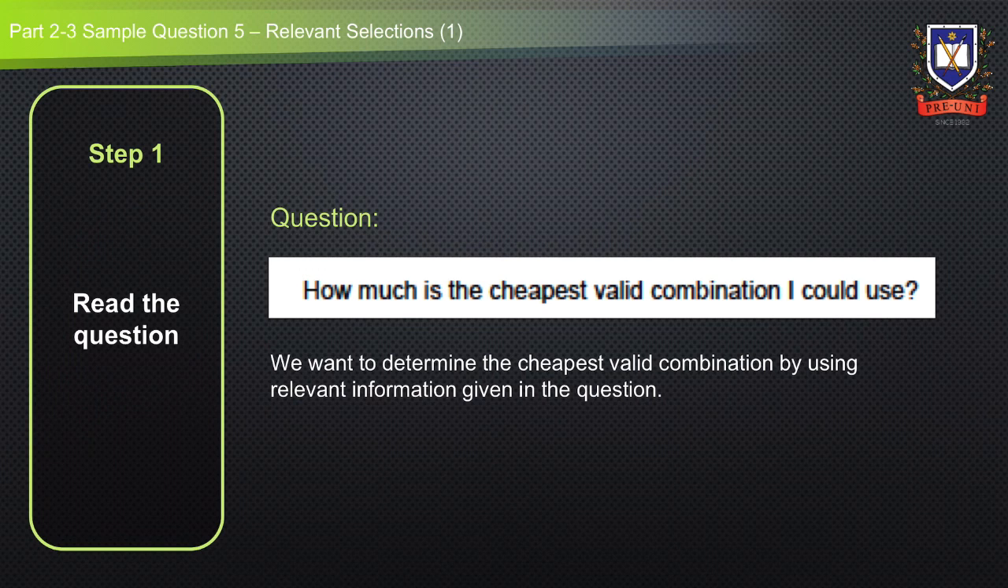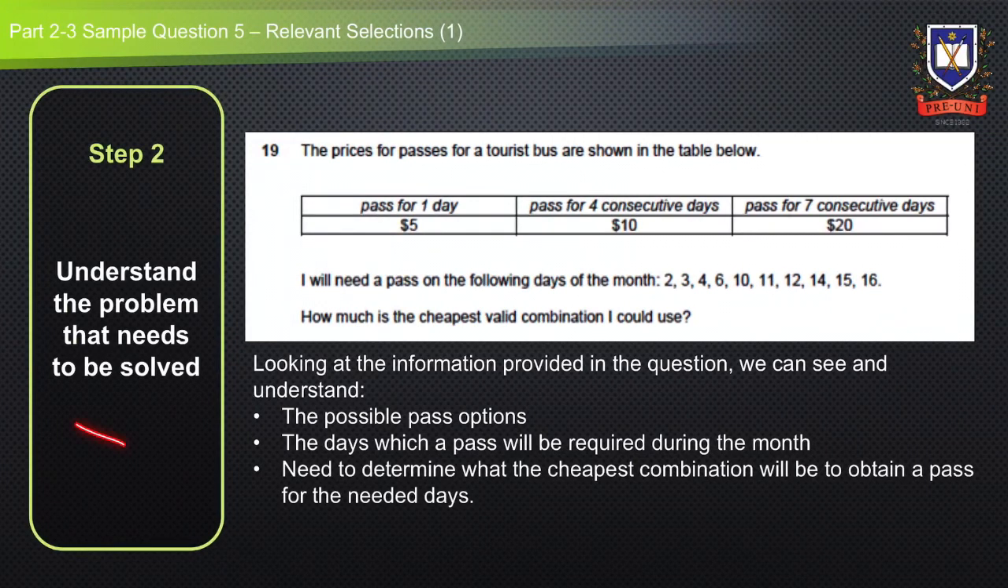Since it is asking us how much is the cheapest valid combination I could use, we want to determine the cheapest valid combination by using relevant pieces of information given in the question.